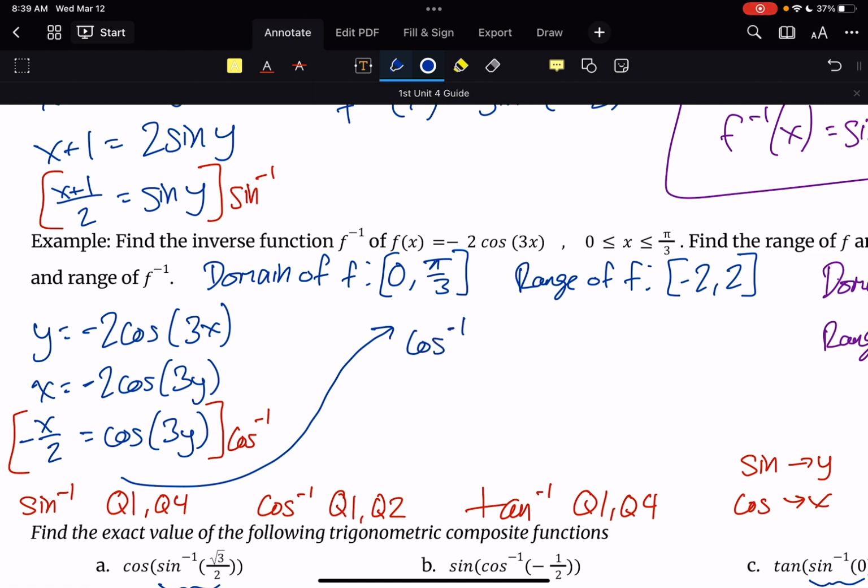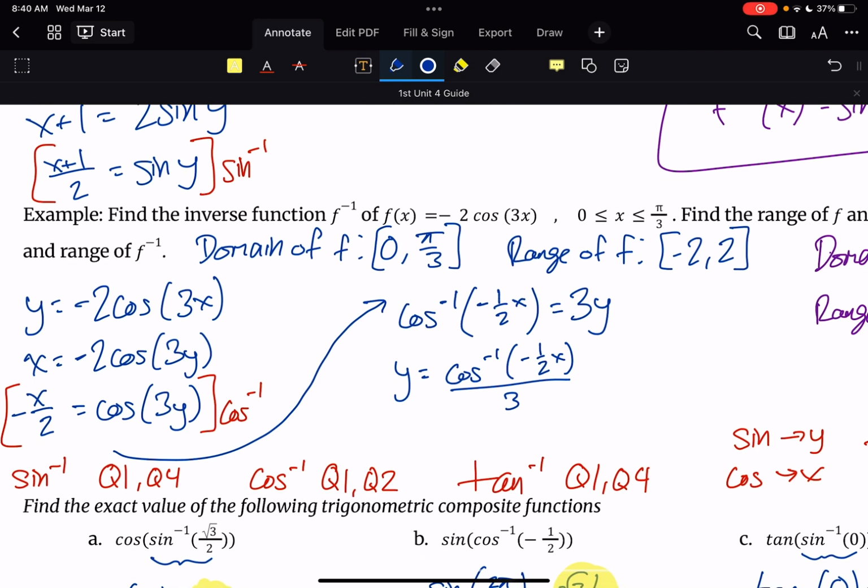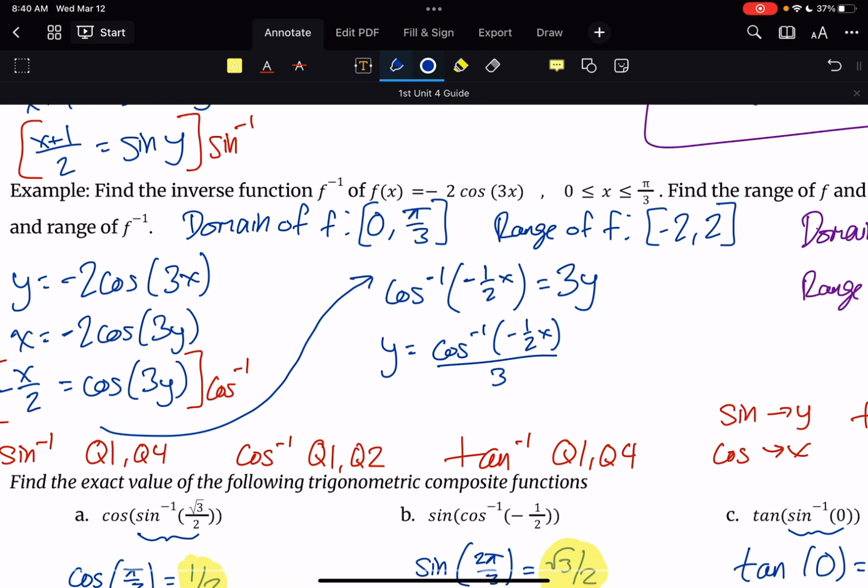So I now have the inverse cosine of negative 1/2 x. If you want to write x over 2, that's fine. Is equal to 3y. And now to get y alone, I just need to divide by 3. So it gets me y equals the inverse cosine of negative 1/2 x divided by 3. And remember, dividing by 3 is the same as just multiplying by a third, so it looks a little nicer that way. So the inverse function is going to be 1/3 times the inverse cosine of negative 1/2 x.